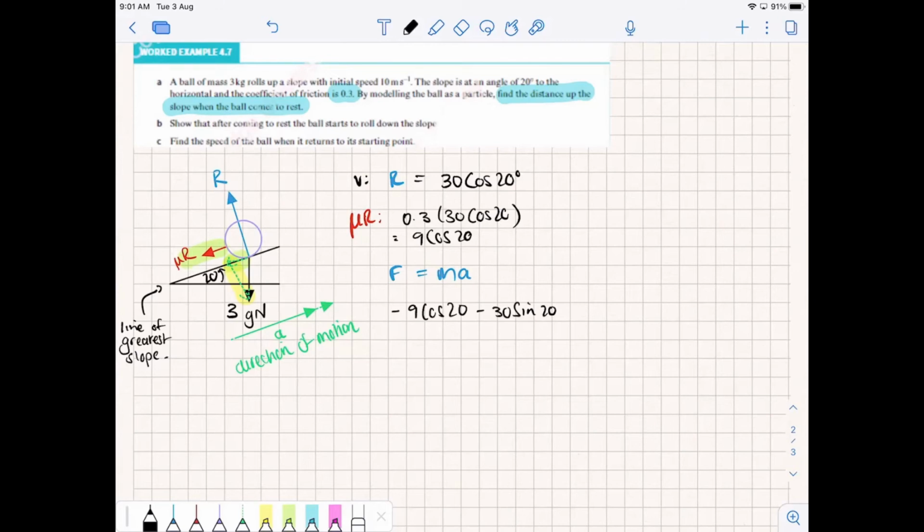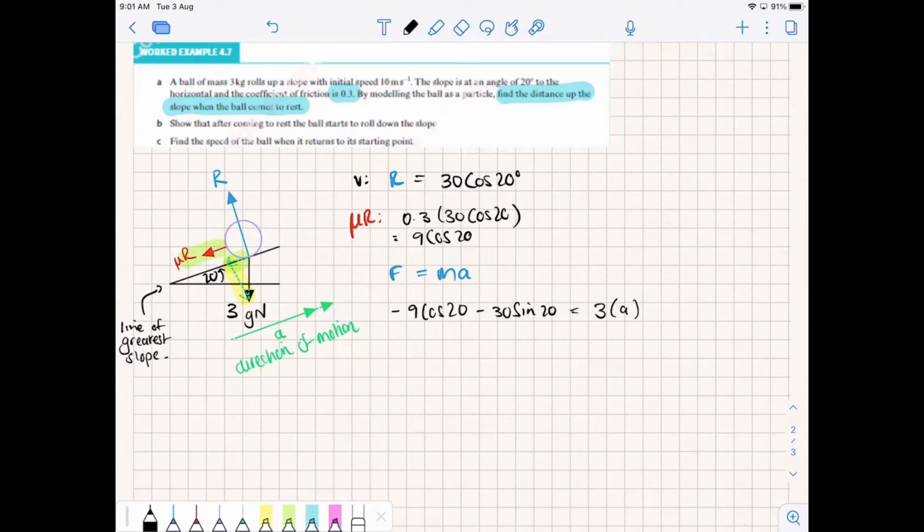That's that little horizontal component there, right? And that must be equal to mass times acceleration. The mass of the object is 3 kilograms, and the acceleration is the thing that I'm trying to find out. It's just now a simple process of punching everything into the calculator.